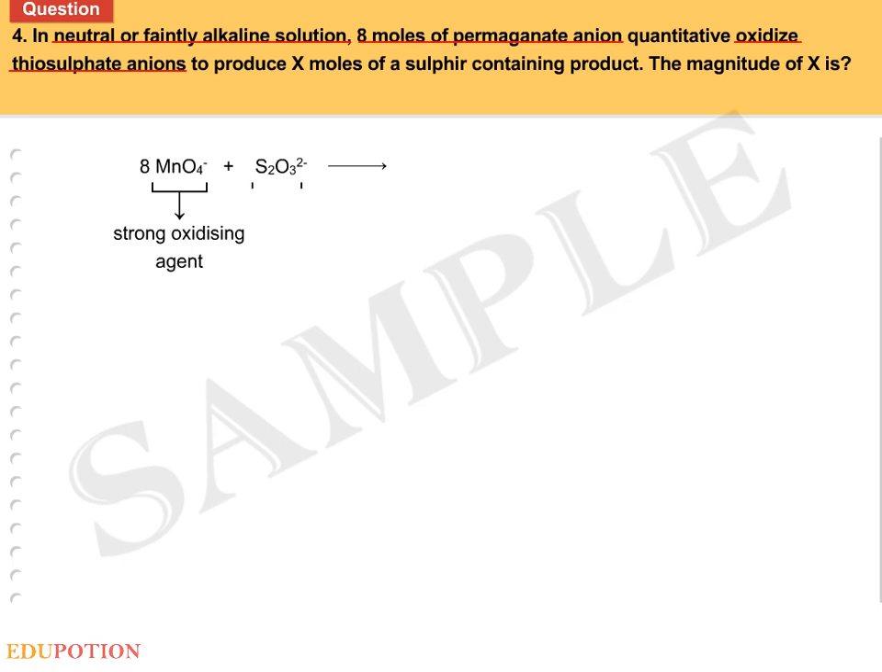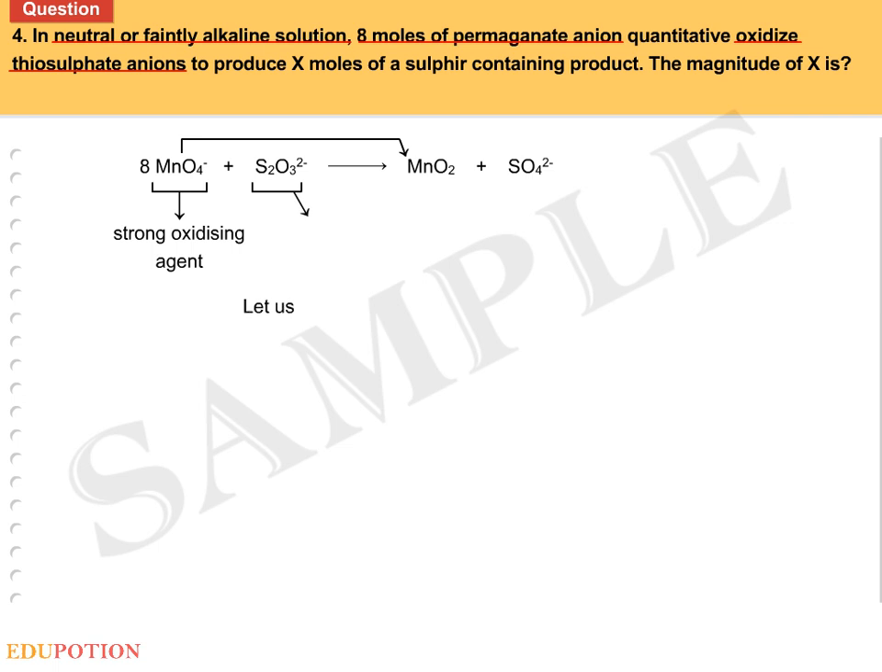Now, when S2O3, the thiosulfate, comes in contact with this strong oxidizing agent, it gets oxidized to SO4 2 minus, and this MnO4 minus gets reduced to MnO2. So here, let us see how this S2O3 gets oxidized.